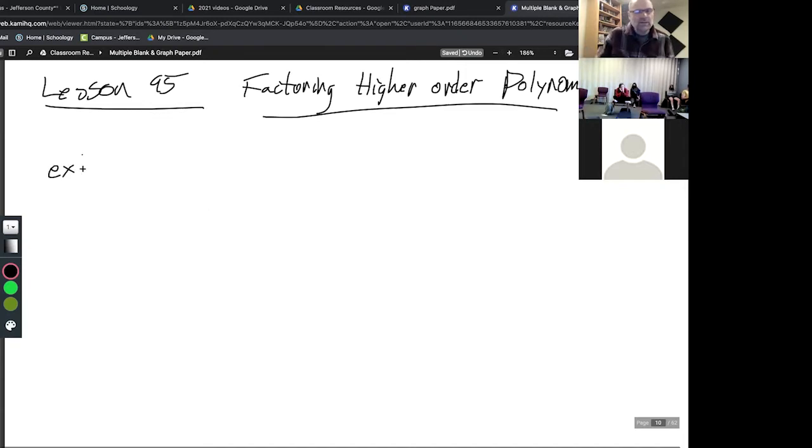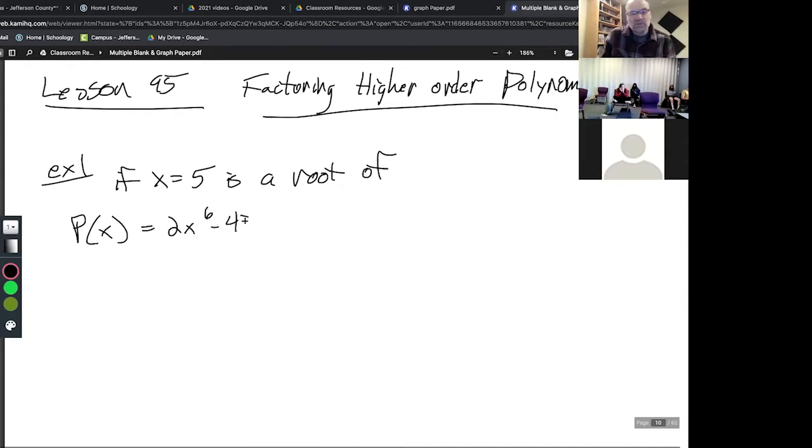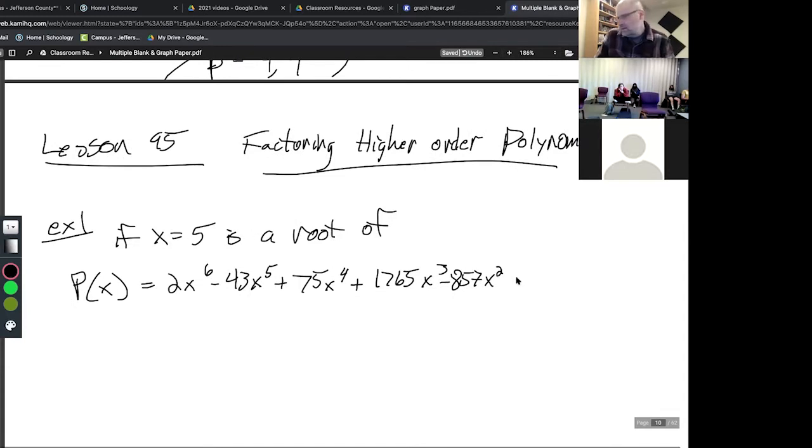So example 1, we're just going to go right into it. You can look at the remainder theorem and factor theorem if you want. Example 1 says this: determine if x equals 5 is a root of p of x. And p of x is 2x to the 6th minus 43x to the 5th plus 75x to the 4th plus 1765x to the 3rd minus 857x squared minus 22,542x minus 30,240. So this is a big polynomial.